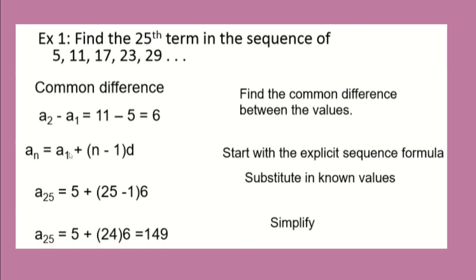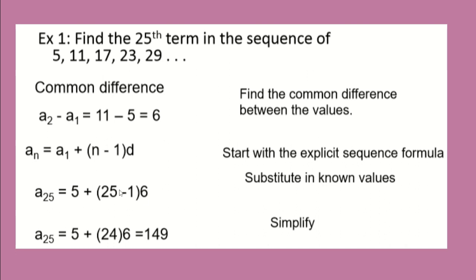So the first term was 5. That was the first number in the list of numbers. So we're going to put 5 here. n, we're looking for the 25th term, so n will be 25. Minus 1 is always just part of the formula, times the common difference, which was 6.